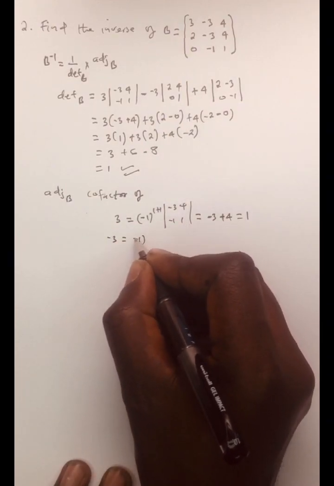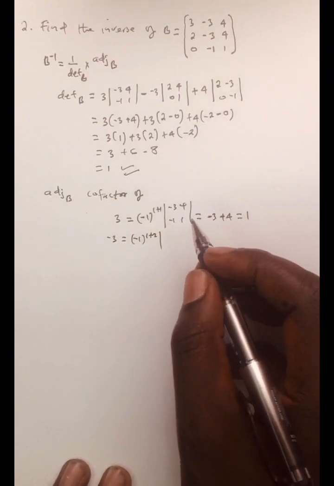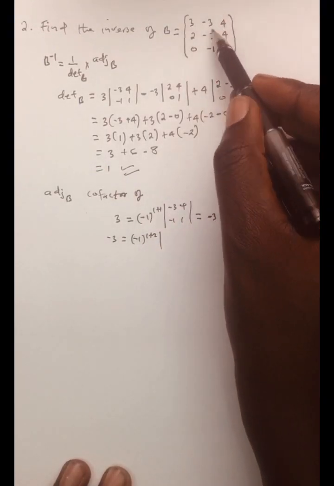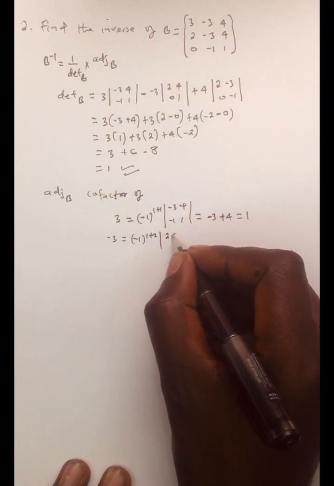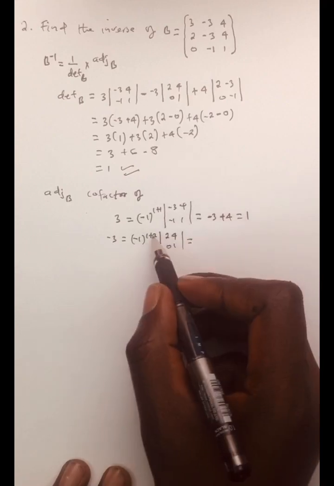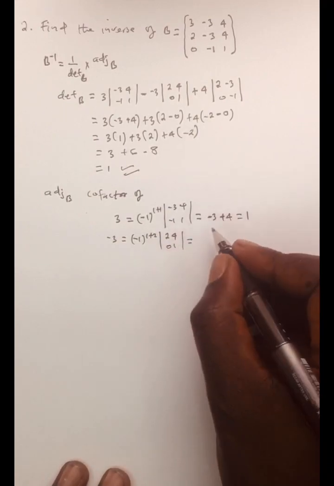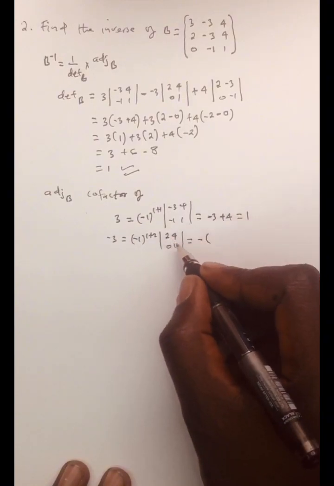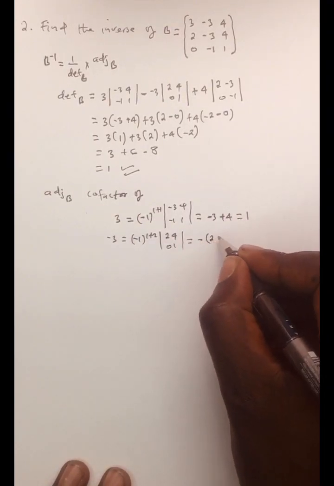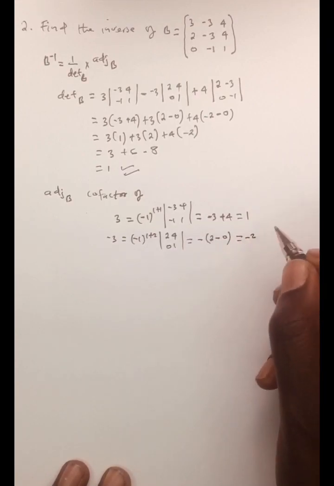So you have -1, it is in row 1, column 2, and the small matrix that is left when you cover its row and its column is 2, 4, 0, 1. So since this is 3, that is odd, the negative will hold. So we have the negative of 2 times 1, 2 minus 0. So that will be -2.